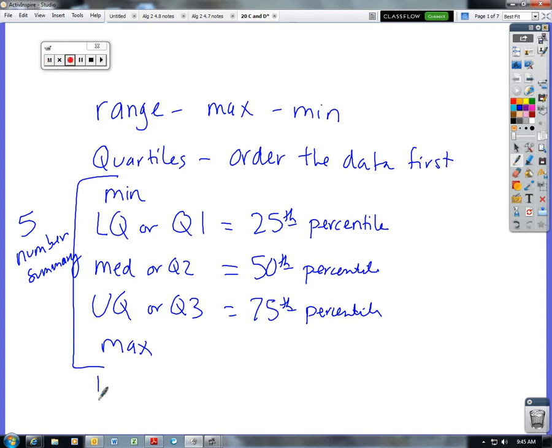And then the IQR, which is the interquartile range. Inter means between. That's the upper quartile minus the lower quartile, or quartile 3 minus quartile 1.